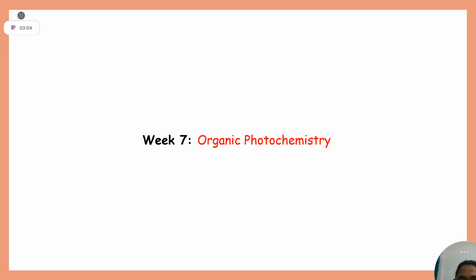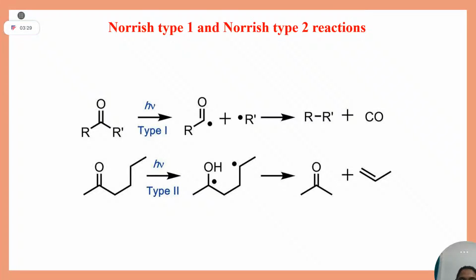So, students, till this point, we have reached week 7, which is about organic photochemistry. In the last session, I discussed in brief the theory part of organic photochemistry, the Jablonski diagram, and we have discussed two laws of photochemistry also. For competitive exam point of view, you can refer to those slides. Today, we are going to cover photochemical reactions.